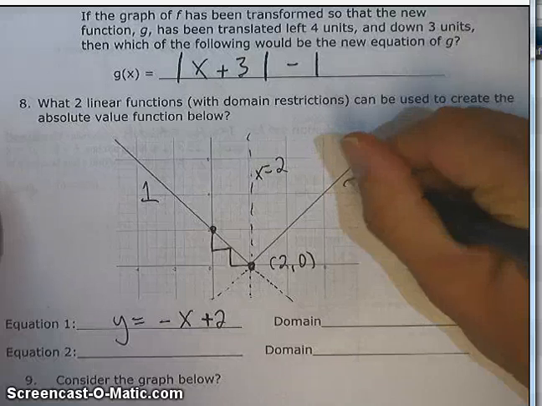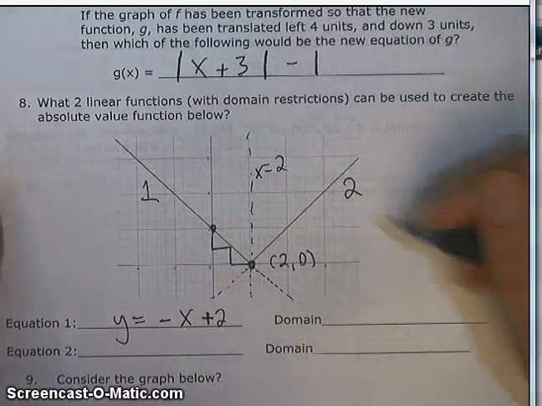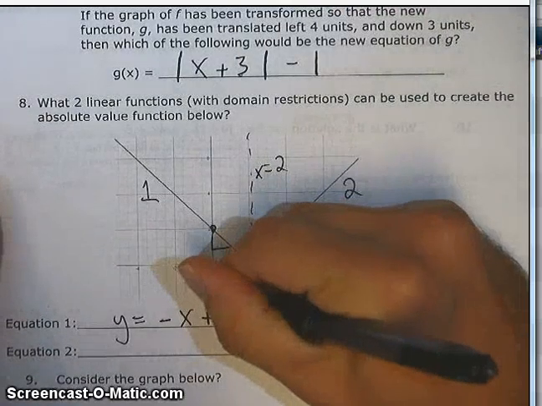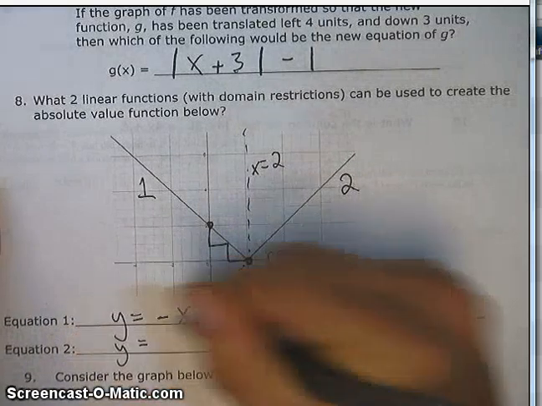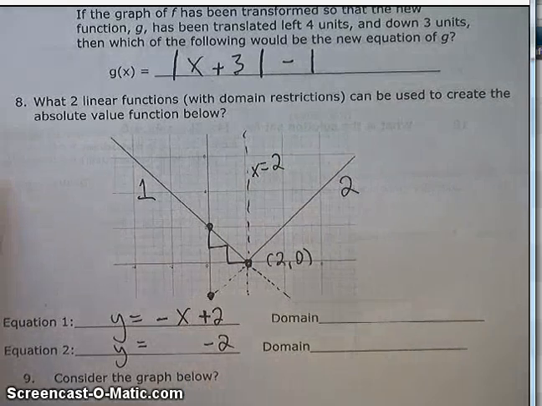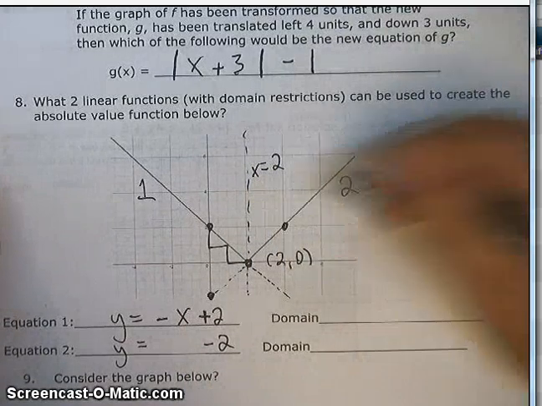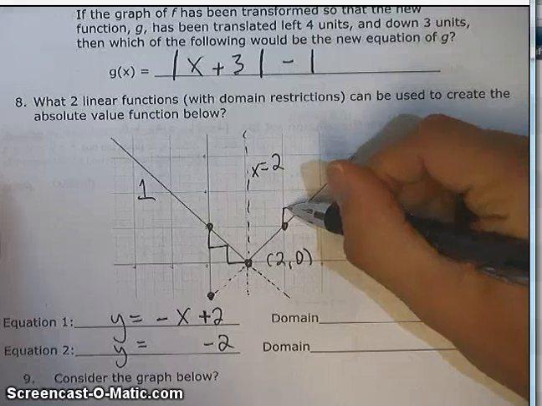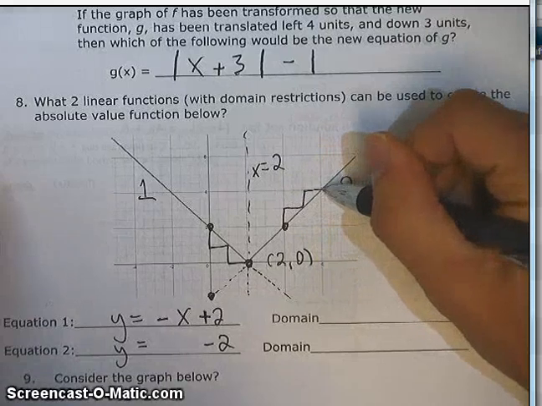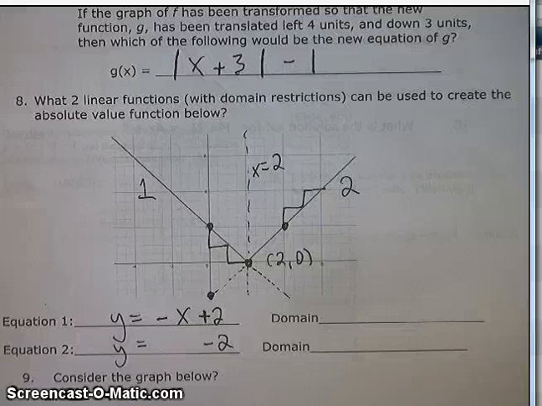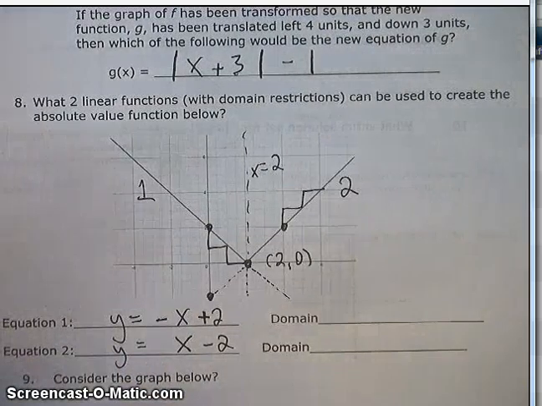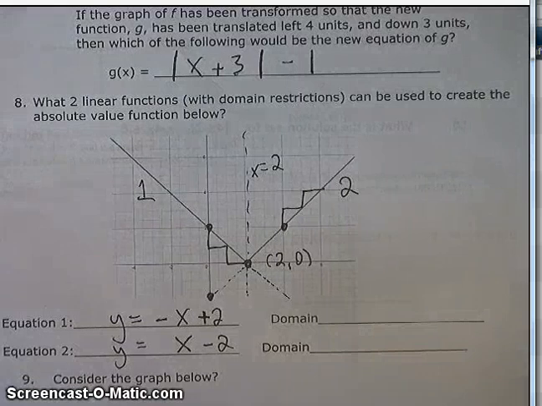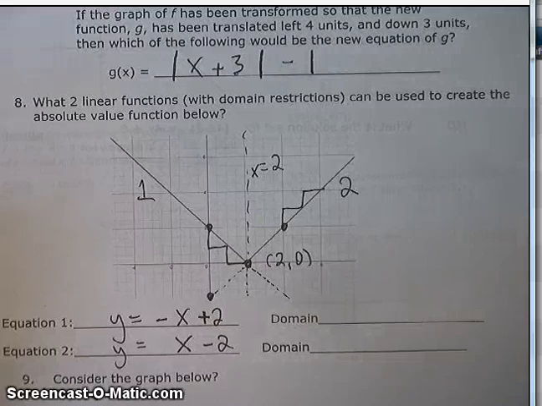Now let's look at equation 2 for a second. This one looks to have a y-intercept at negative 2, so I can write y equals, and I'm going to do minus 2. If I pick any point on here, it looks like it's going up 1 over 1, so that slope is just 1, and it's positive. So this one is simply y equals x minus 2. So those are the two equations. You can get them pretty easily just from looking at the graphs.